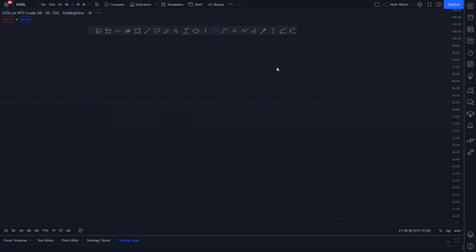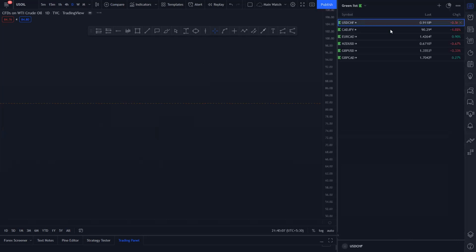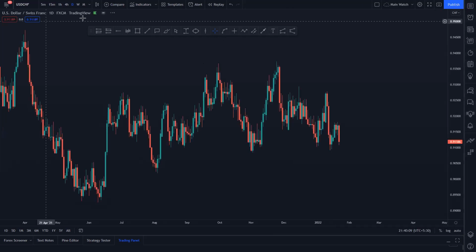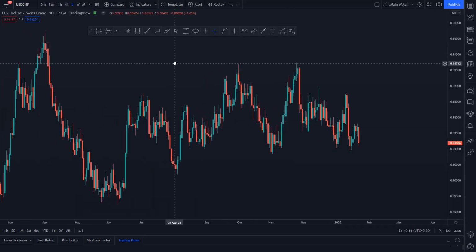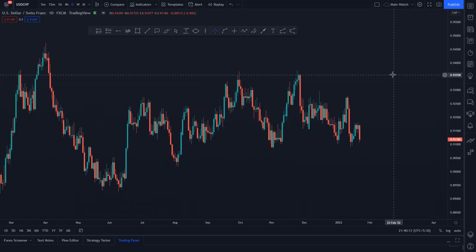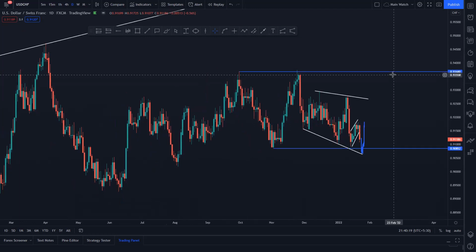USD CHF, if you look at this on the basis of price action structure, is very clear. Let me just open USD CHF. It is taking time. Yeah, now it's visible. So let me explain the psychology behind that. USD CHF is looking very clear on the basis of price action structure, if you understand what the price action structure is and how it is working in a market.